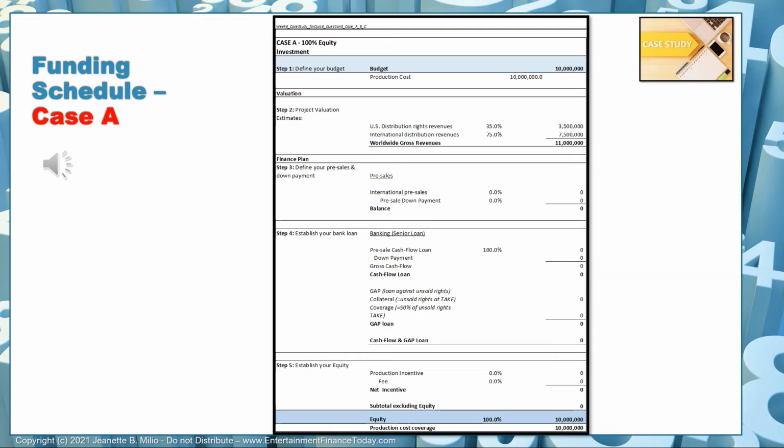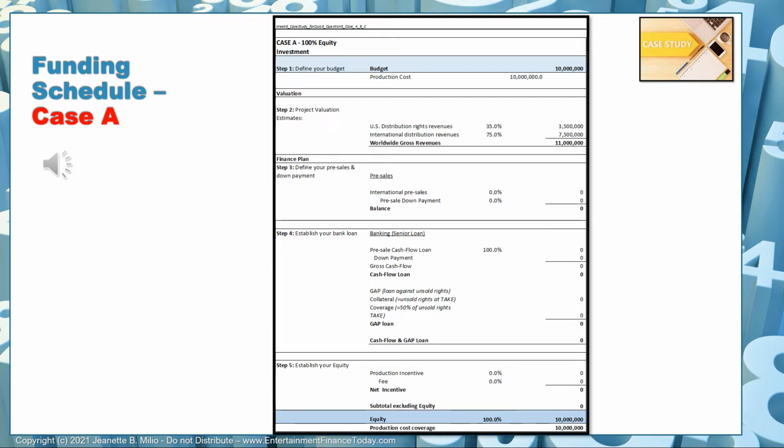So in case A, the funding schedule is pretty simple and straightforward. It assumes that 100% of the $10 million budget is covered by the equity investor. And as mentioned before, our project valuation would take into consideration that 35% of the budget of $10 million is being covered through US distribution rights revenues, and 75% of the budget is covered through international distribution rights revenues, which gives us a worldwide gross revenue from distribution of $11 million in the worst case scenario, the take scenario for this $10 million picture.